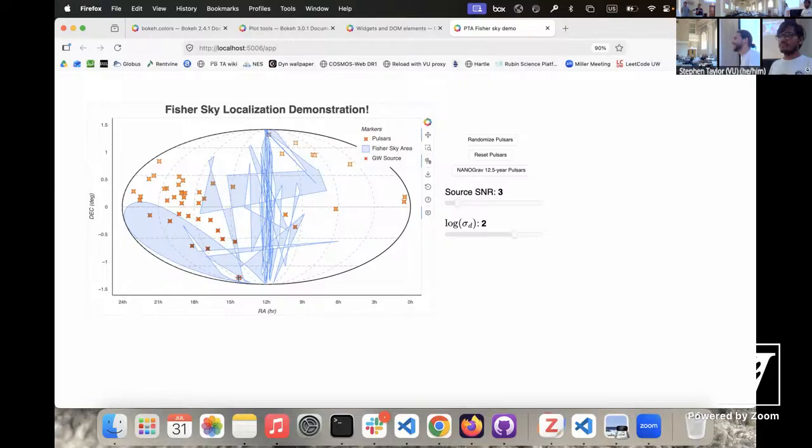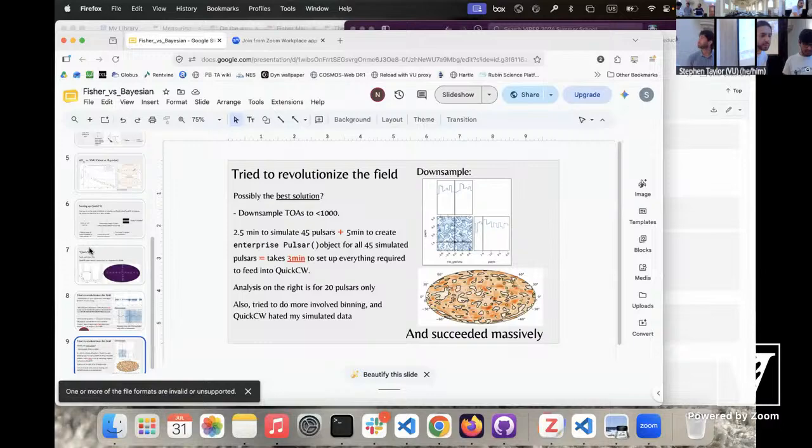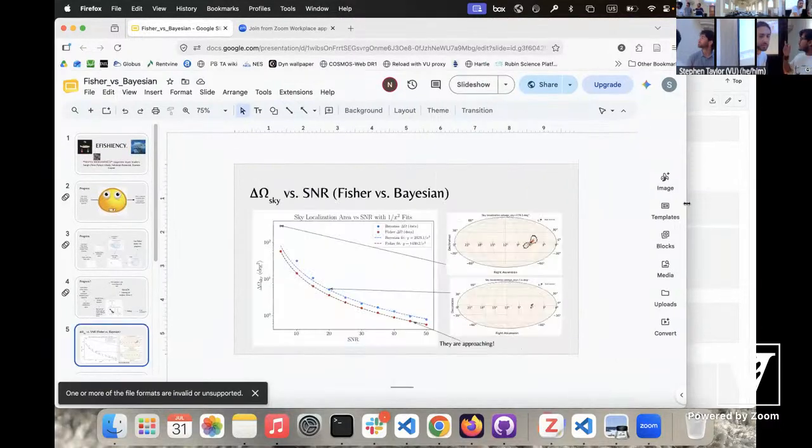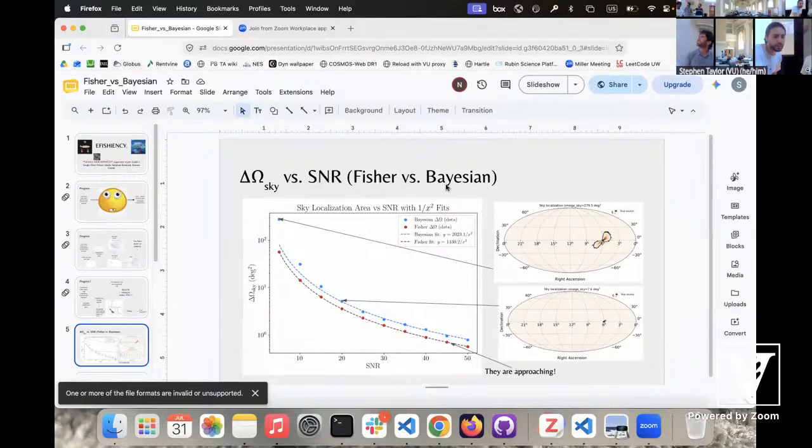Okay. Another question was, could you go to the big slide where you have the three plots? Yes. Let's go there. Okay, I don't know anything about any of this.